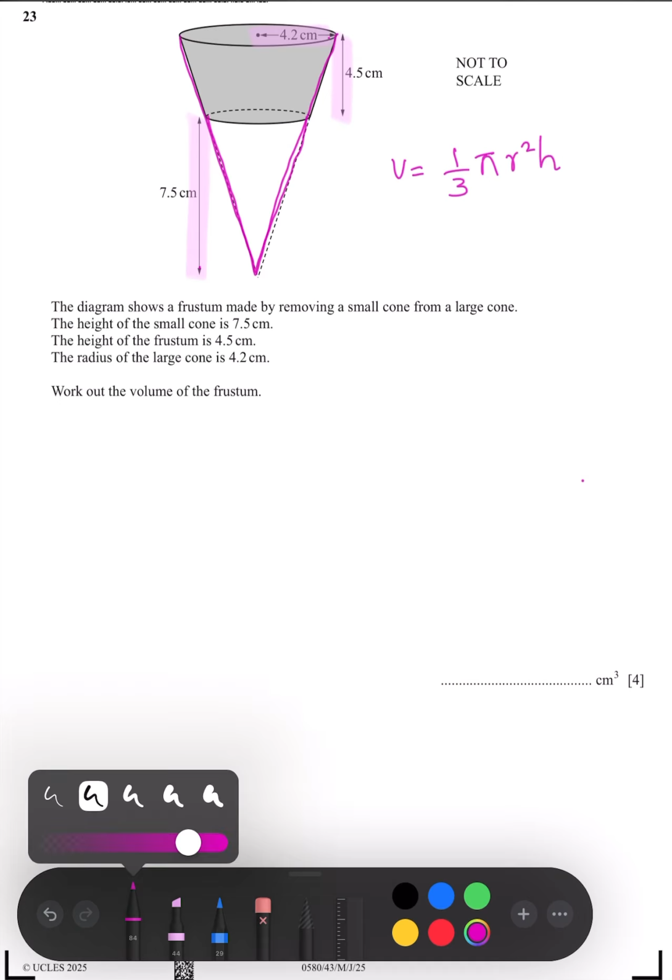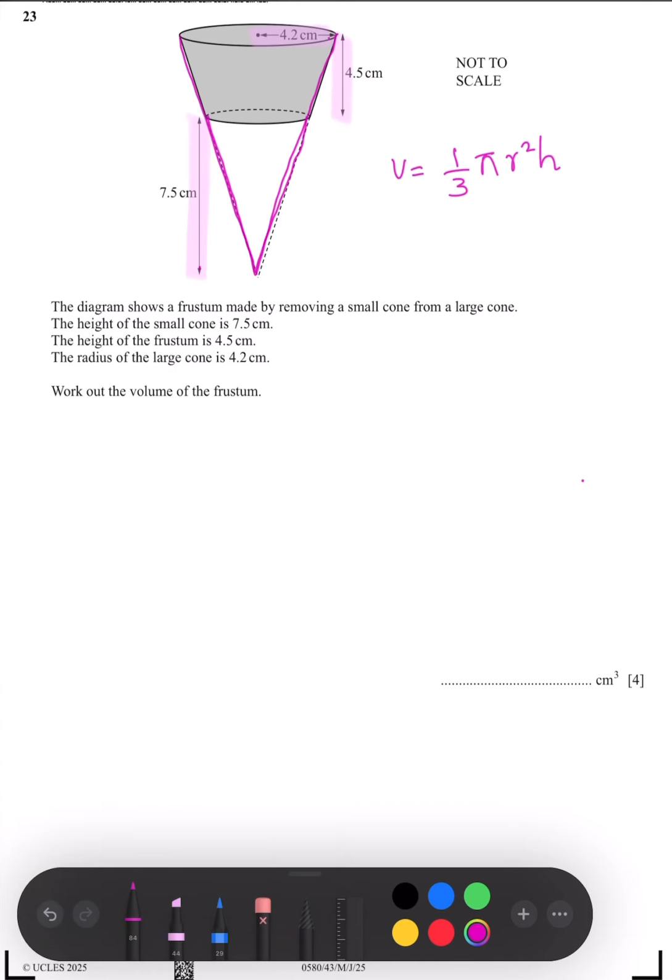So we have height of the smaller cone. Height of the larger cone will be 7.5 plus 4.5, so it will be 12 centimeter. Height of the larger cone. And radius of the larger cone is 4.2, but we don't have the radius of the smaller cone. So first we have to calculate radius of the smaller cone.